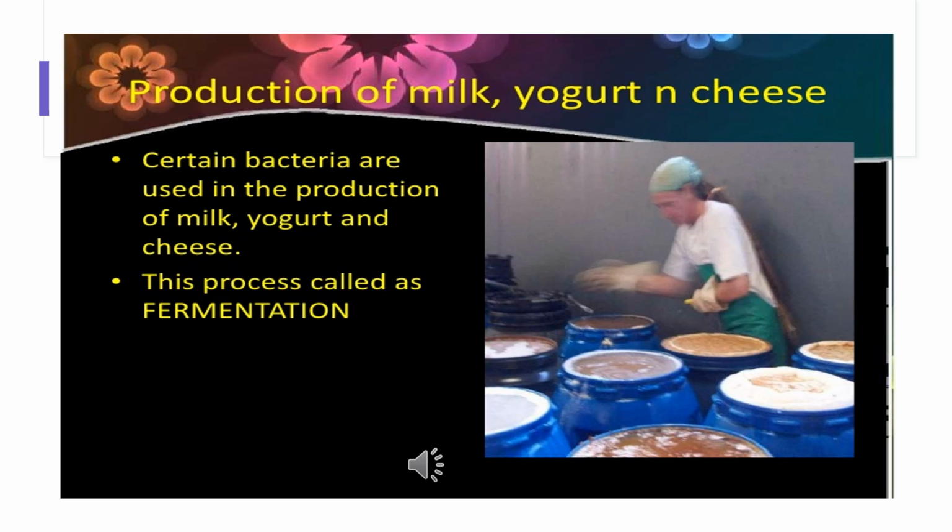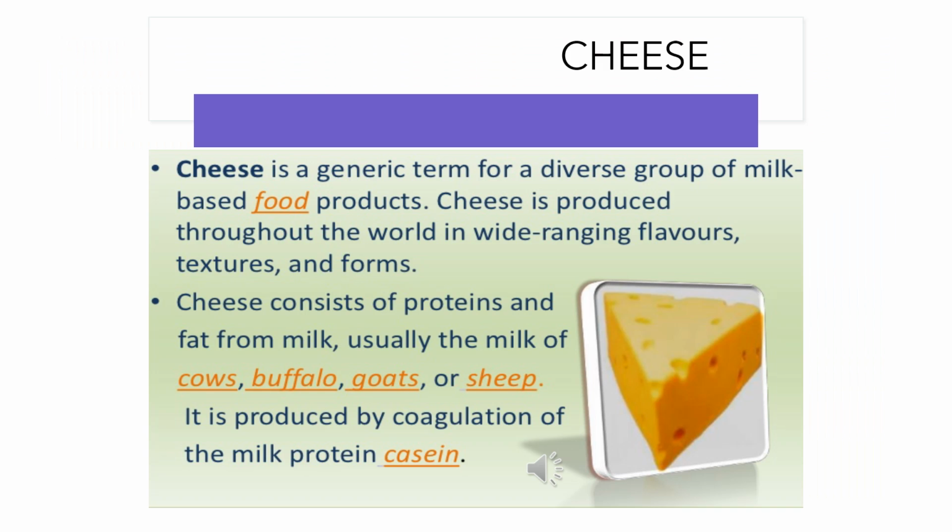This process is called fermentation. Dear students, we know that milk contains microbes, which make it go sour and lumpy. The lumps are called curds. Curds can be changed into cheese by adding different microbes.